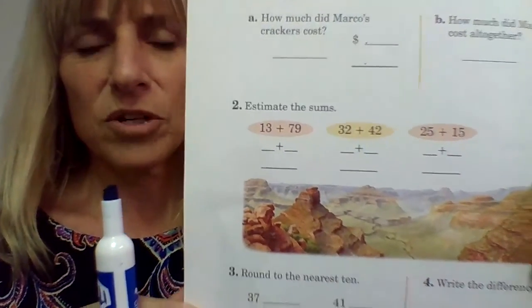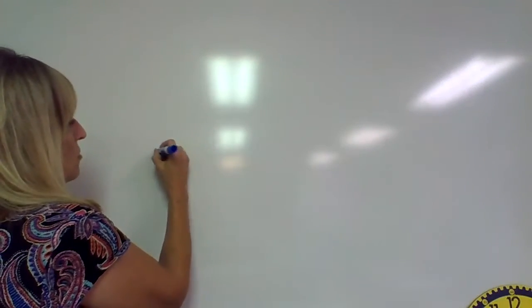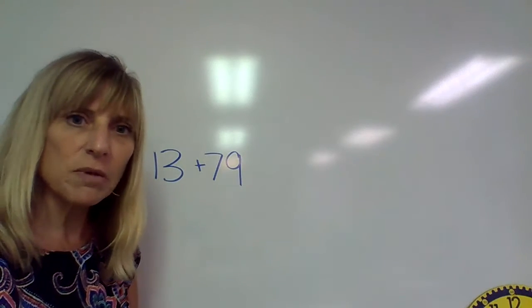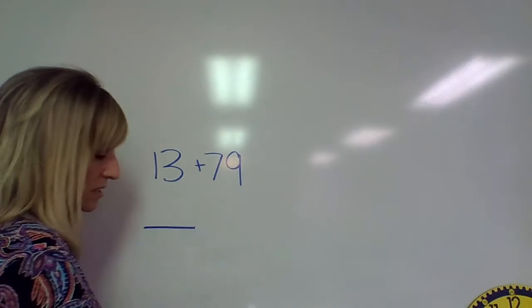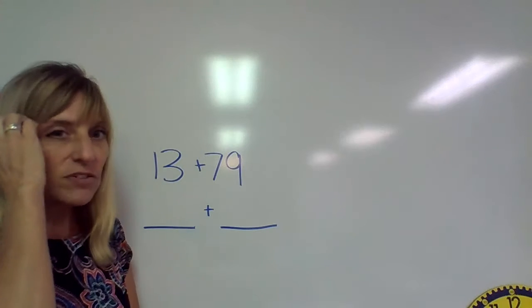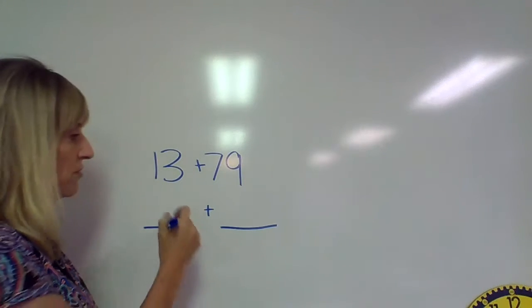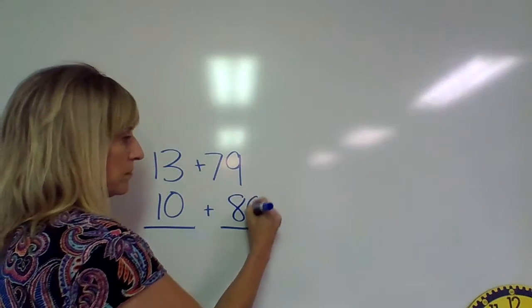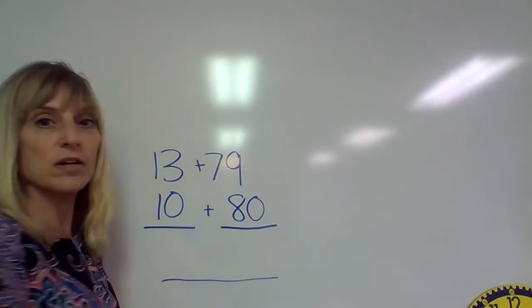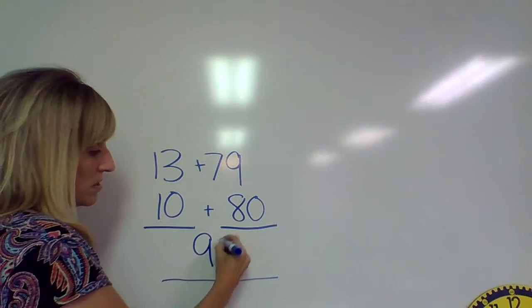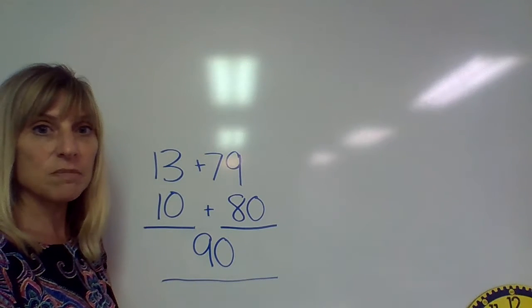Okay, number 2, it says estimate the sums, okay? We're going to estimate the sums. So the first one says 13 plus 79. We are not adding them together. Remember estimating, okay? And then it has this underneath. So 13, I have to round that to the nearest 10. 13 would be rounded to 10. 79 would be rounded to 80. And those are the numbers we're going to add together. Okay, so 10 plus 80 is 90. Okay, we're estimating the sums.